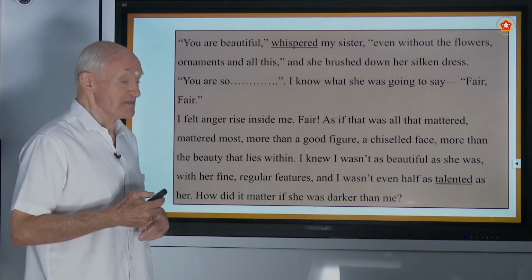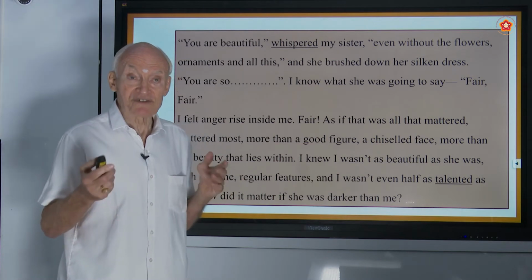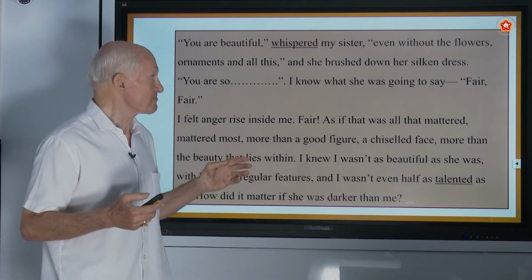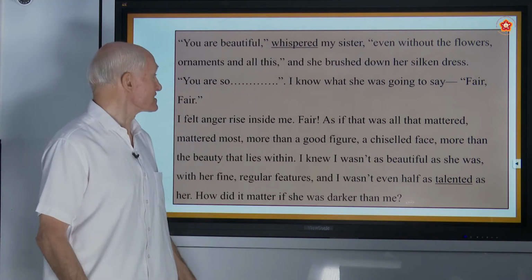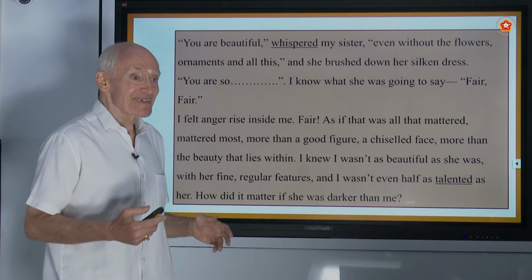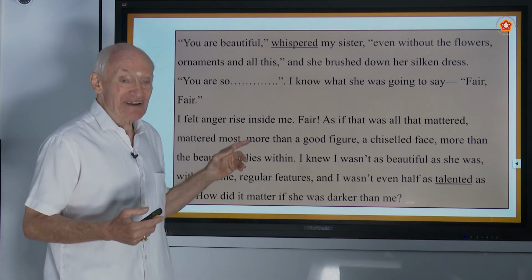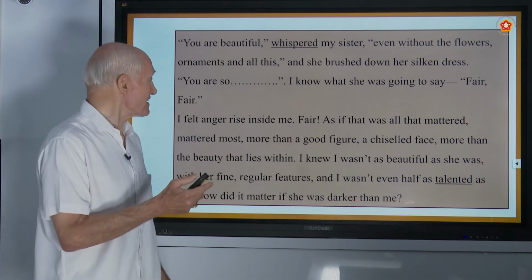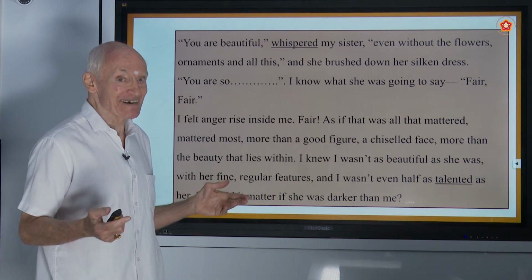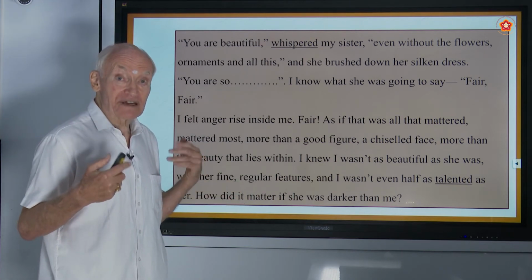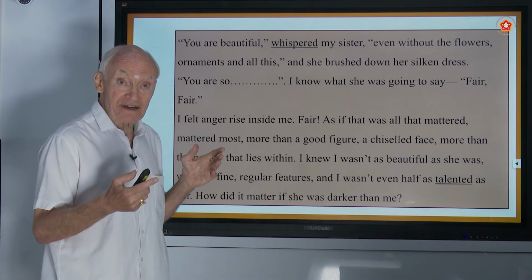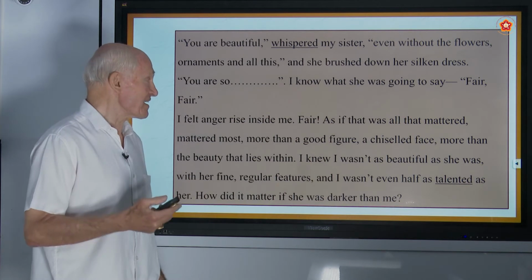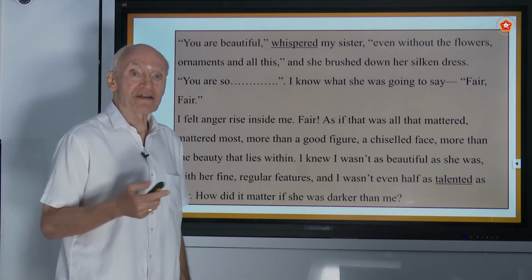"You are beautiful," whispered my sister. This is what Ardhana said to Simi. Even without the flowers, ornaments, and all this. And she brushed down her silken dress. "You are so..." And then Simi thought, this sister has said this so many times before, okay? I know what she was going to say. Fair, fair, okay? Because she's very fair, very light complexion. And Ardhana has a darker complexion. "I felt anger arise in me. Fair, as if that was all that mattered."